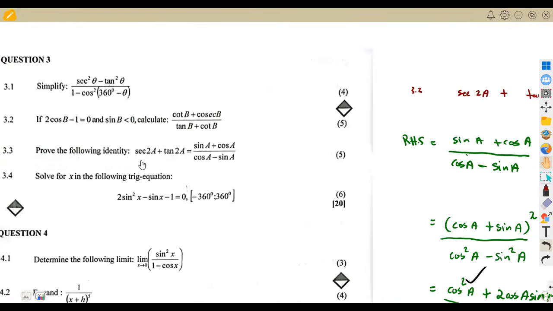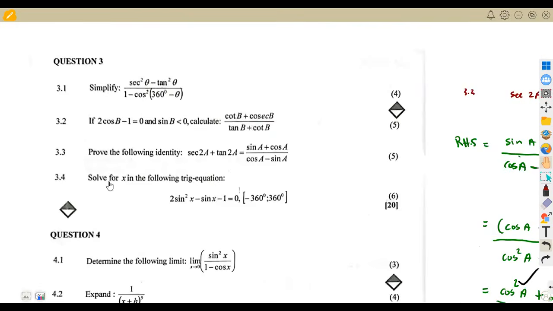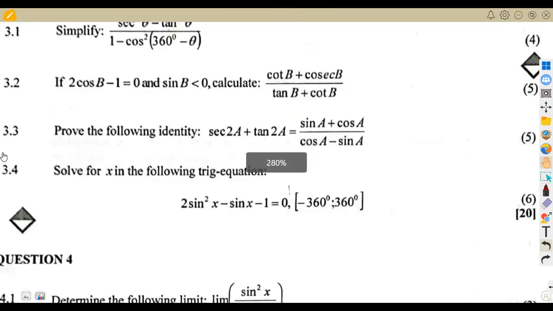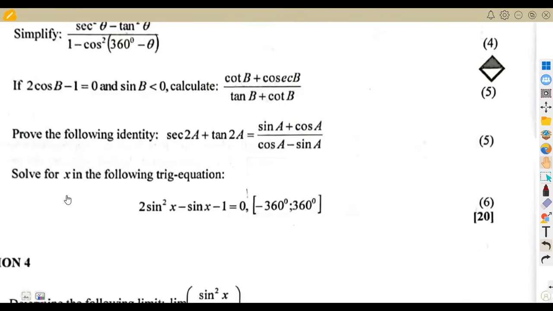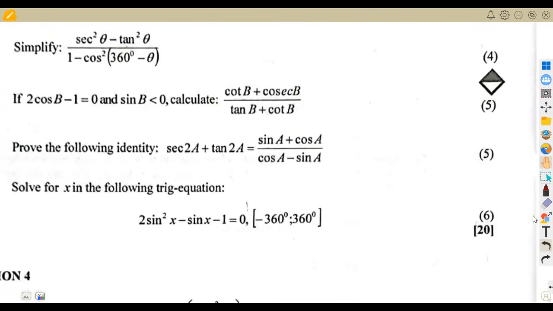And we also have question 3.4, which is a trigonometric equation. Solve for x in the following trig equation, and that is 6 marks. All right, so this is 3.4. Take note of the interval from negative 360 up to positive 360.